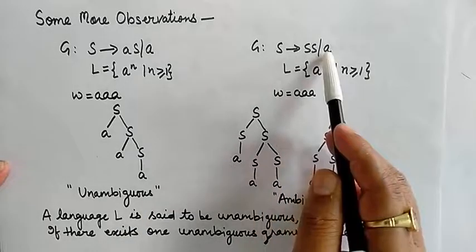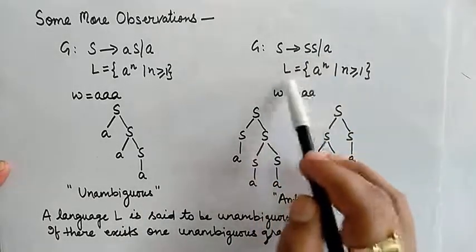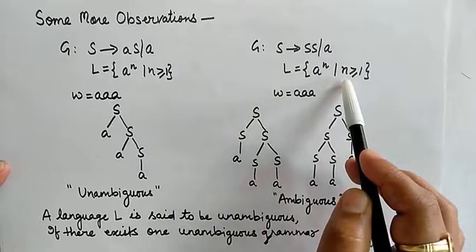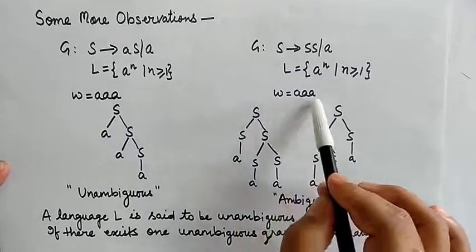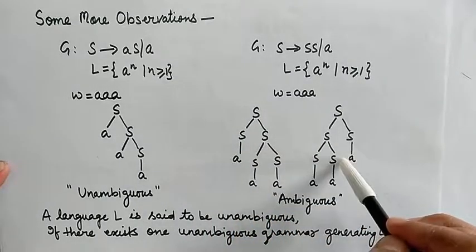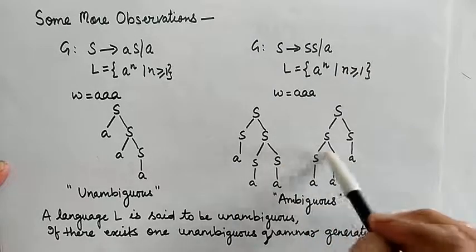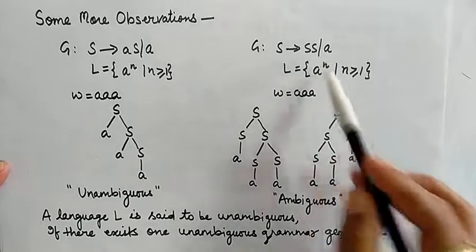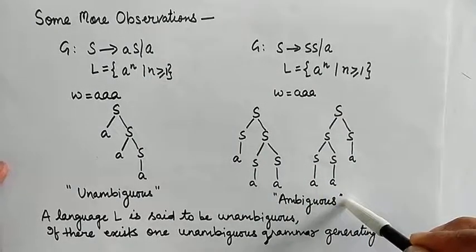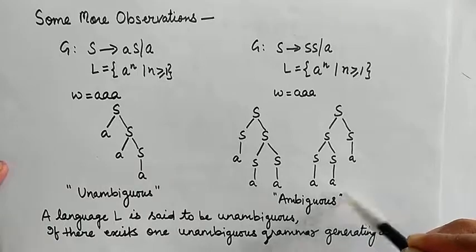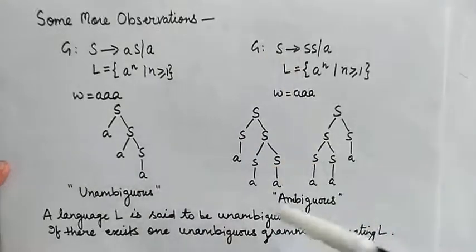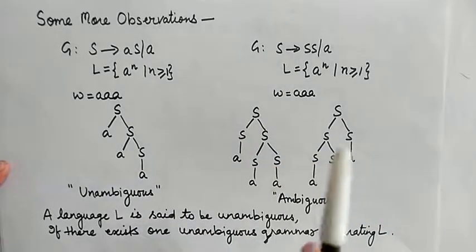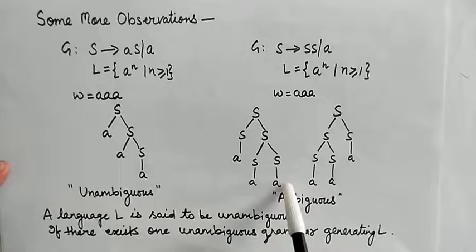While you see this grammar also has two productions, and the language of this grammar is the same. The language of both the grammars is the same. And here you see for the same string there are two possibilities, meaning there are two derivation trees possible. So this grammar is an ambiguous grammar. So what we can conclude here is that for a single language there may be more than one grammar which can generate the same language, and some of those grammars may be ambiguous, or some may be unambiguous.